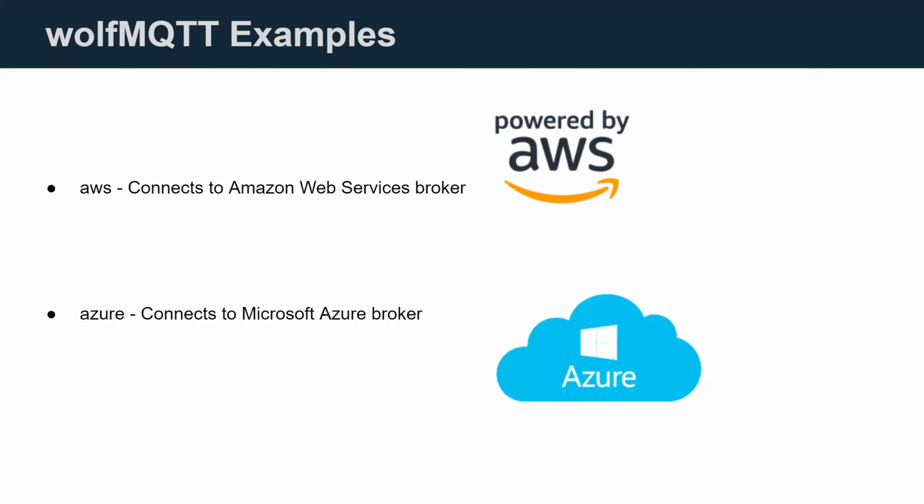Based on support questions, these two brokers probably account for 80% of the wolfMQTT client library usage. The commercial IoT cloud industry has actually been consolidating over the past few years. For instance, IBM's Watson IoT shut down in December 2023, and Google Cloud IoT Core was shut down in August of 2023. So once again, choose your brokers wisely.